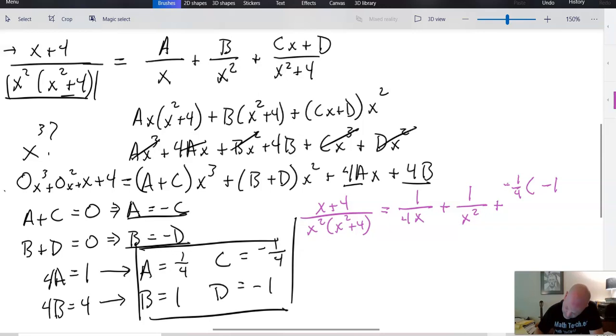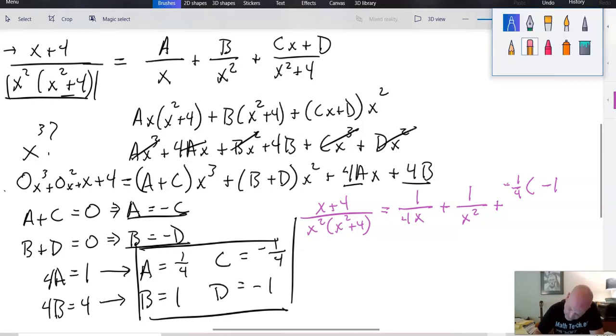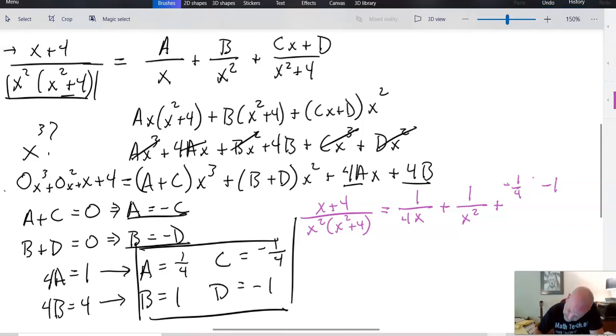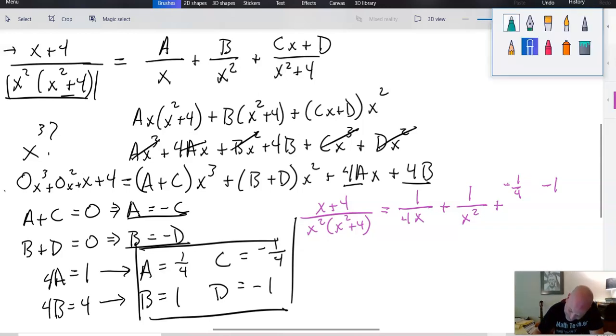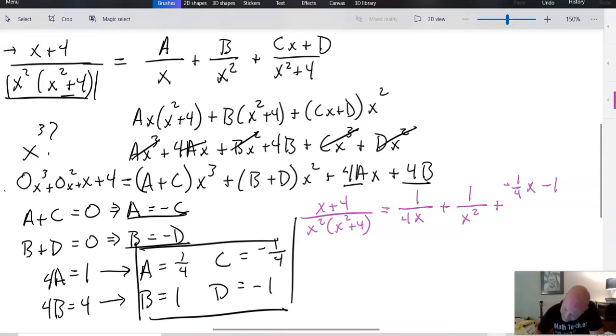Why did I put c? I think I'm losing my mind, guys. The semester's wearing off. It's almost over. That should be x. Sorry. There we go. Negative 1/4 x over, what's my last term? X squared plus 4, right?